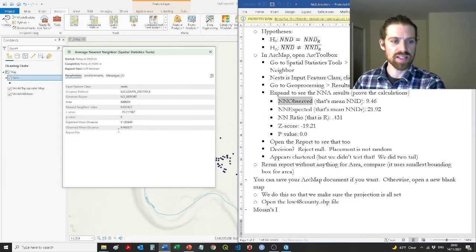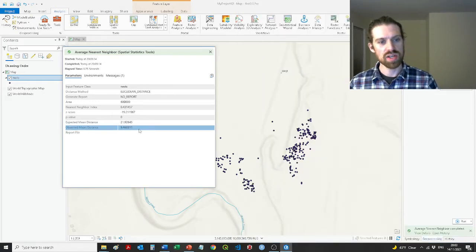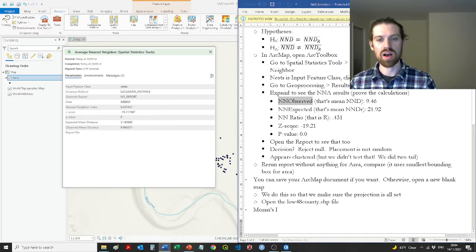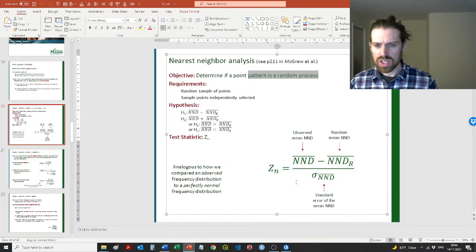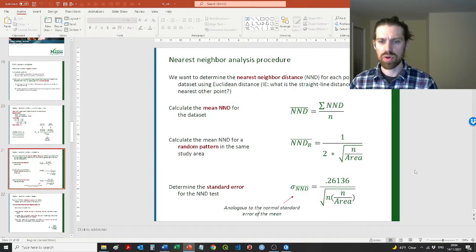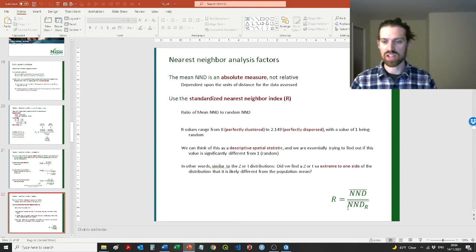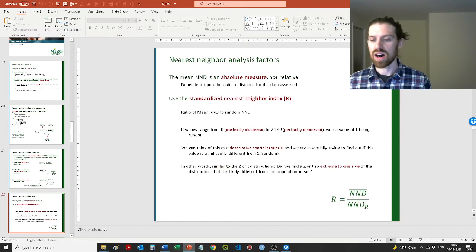Okay, so that's the NND, and if you look down here, we've got the observed mean distance, which is 9.46. Here we go, we've got that number here. And then we've got the NN expected value, which is 21.92645 here. And you remember in the class that this gives us the test statistic, but we can get the standardized index, this R value, by dividing the NND bar by the expected NND bar value that we get.